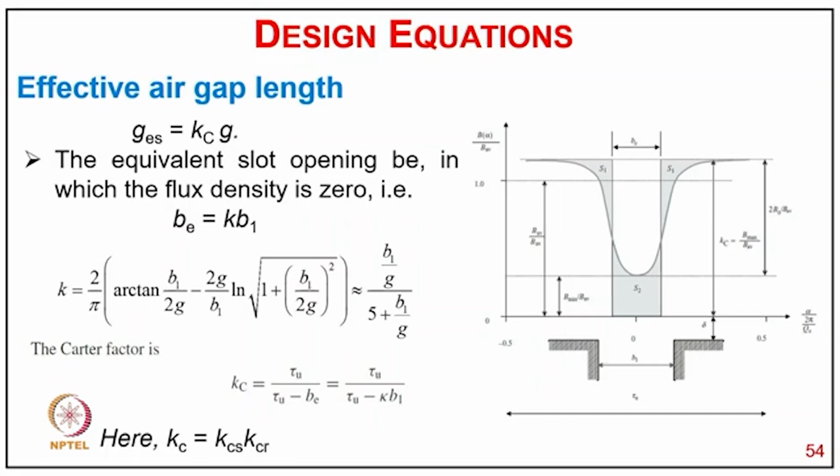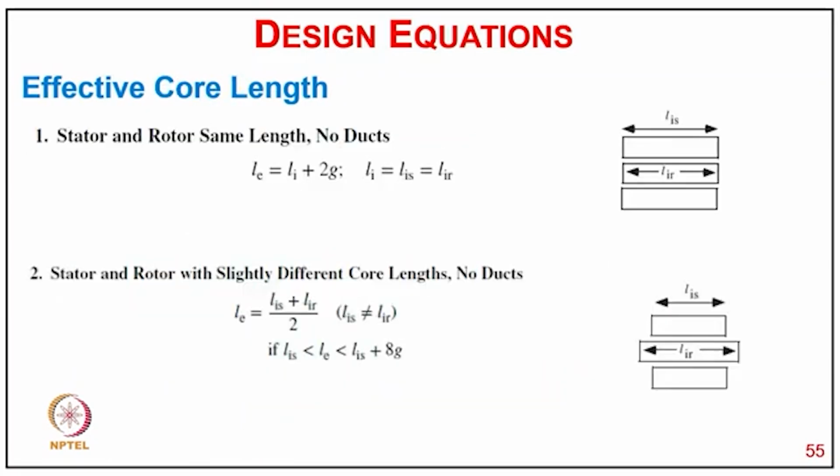So the effective slot opening B is that in which the flux density is 0, that is B equal to K into B1, where K is 2 upon pi arctan B1 upon 2G minus 2G upon B1 logarithm under root 1 plus B1 upon 2G square, or approximately equal to B1 upon G divided by 5 plus B1 upon G. The Carter coefficient Kc equals tau upon tau minus B, or tau upon tau minus K into B1, where Kc equals Kcs and Kcr, that is, the Carter coefficients for the stator and the rotor.